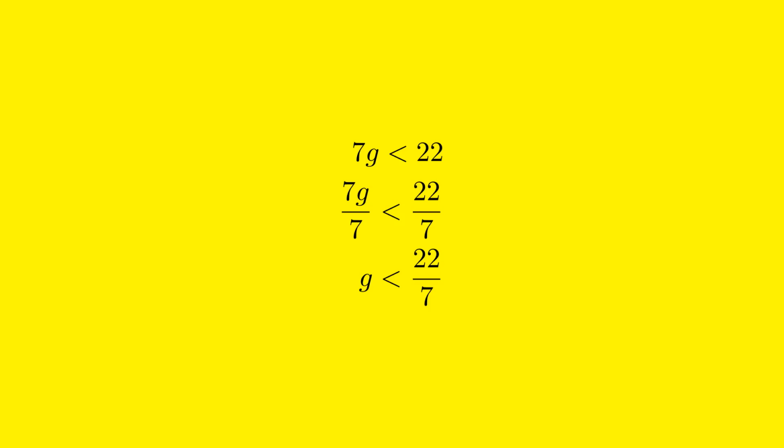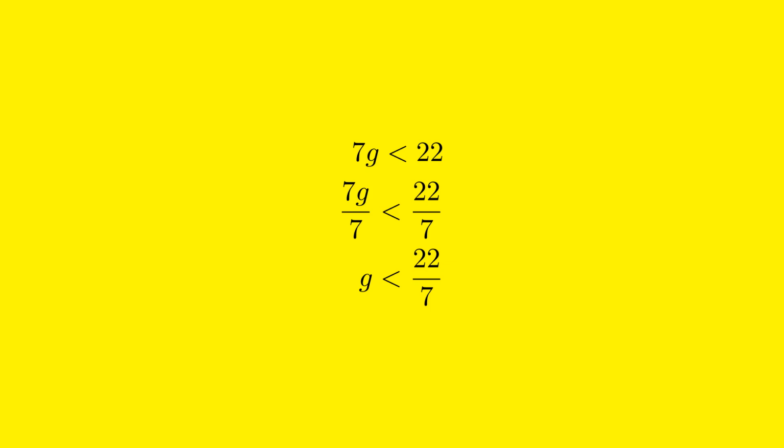Our next step is to isolate the variable g by getting rid of the multiplication by 7. Currently, we have 7g less than 22. To isolate g, we need to undo the multiplication by 7. We do this by dividing both sides of the inequality by 7. So now we divide both sides by 7 to keep the inequality balanced. This gives us g less than 22 divided by 7. When we perform the division, the expression becomes g less than 22 over 7. This fraction cannot be simplified further, so we leave it as it is.